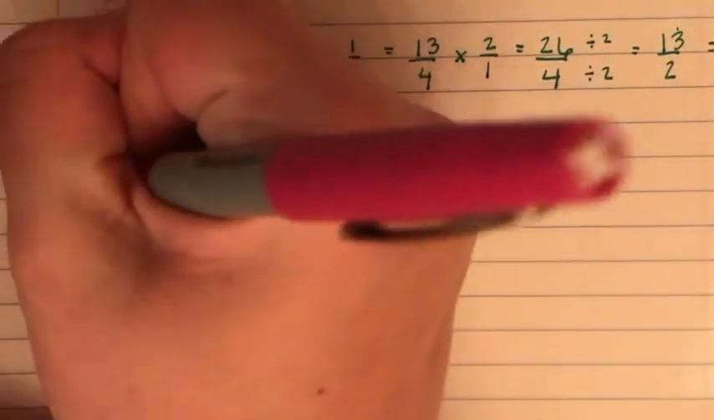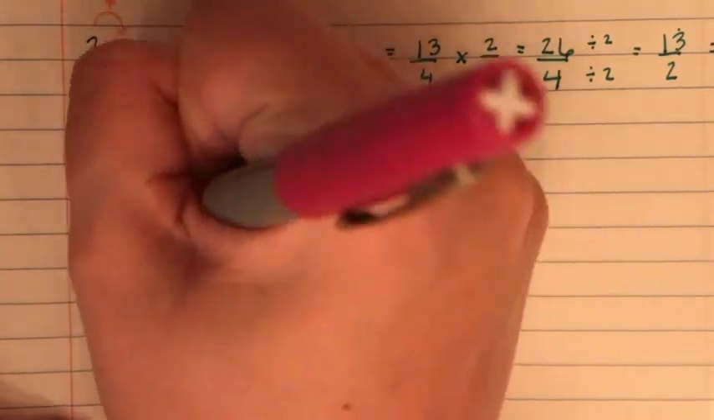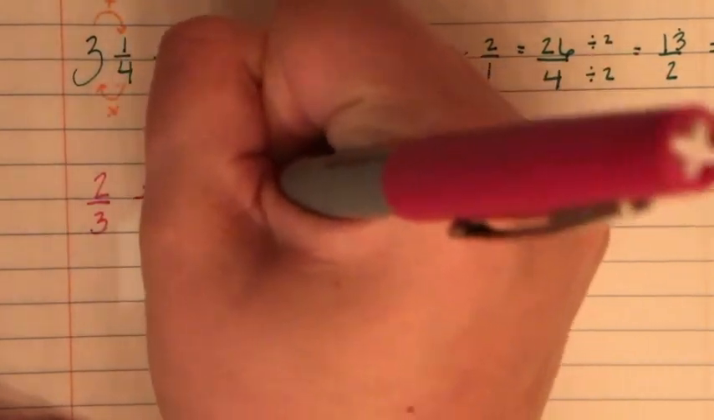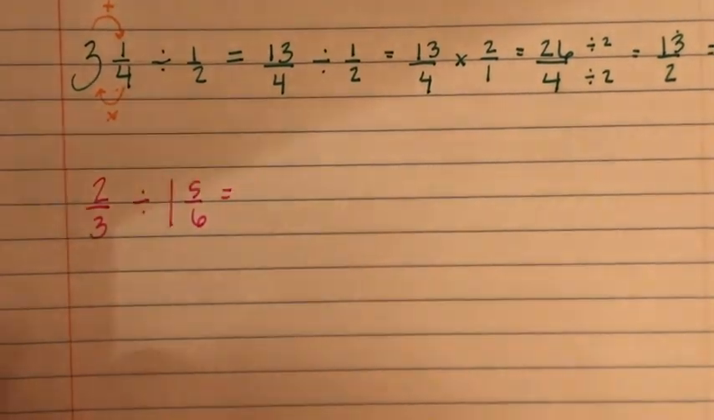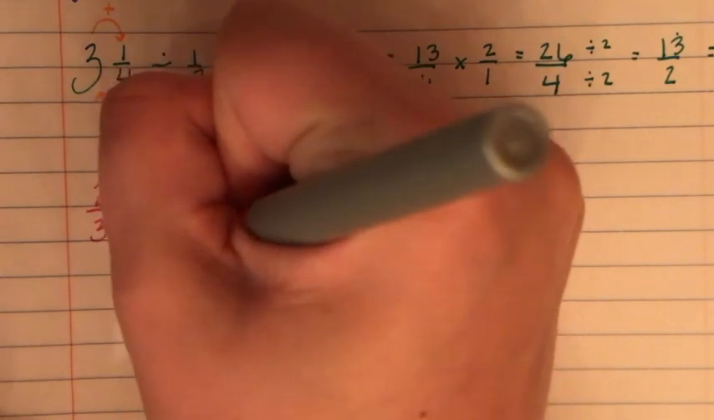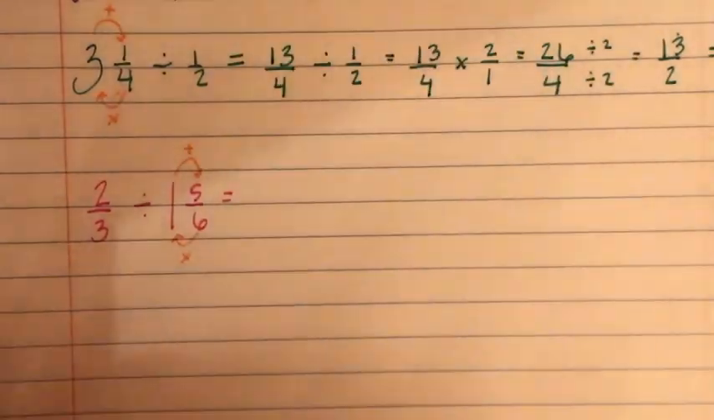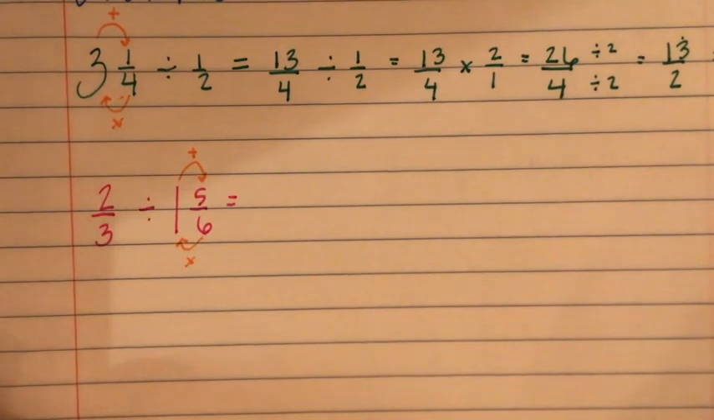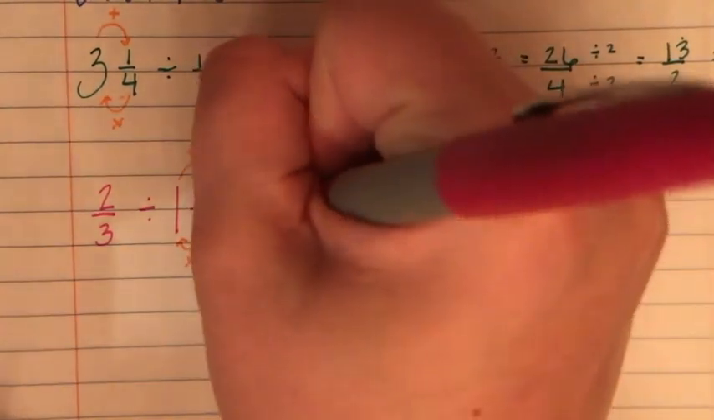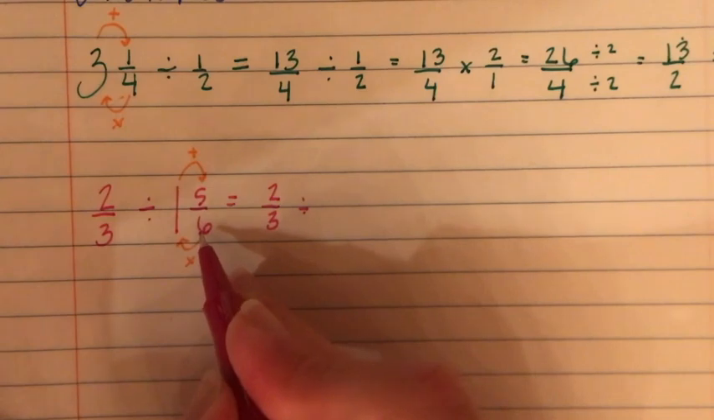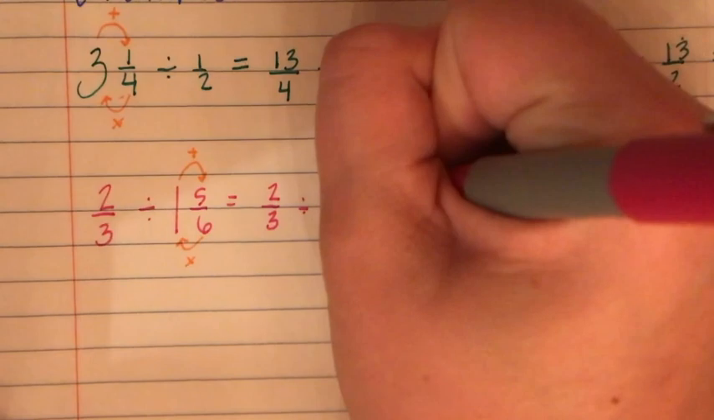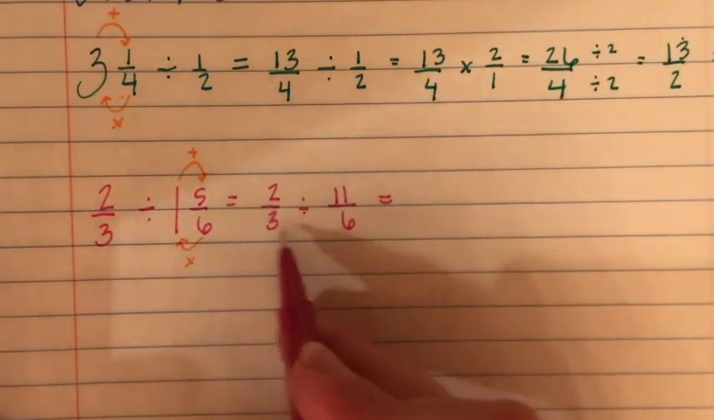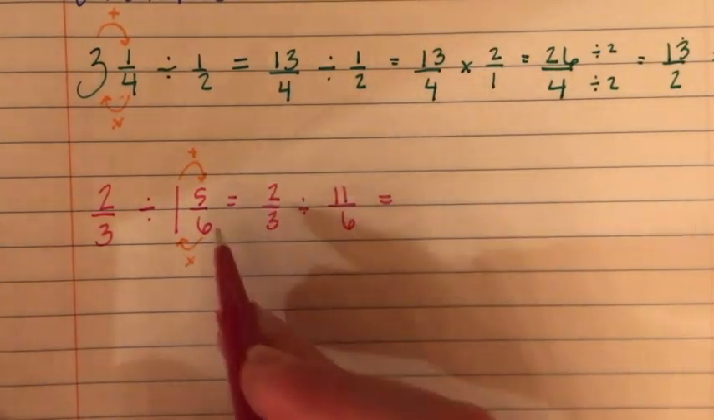Let's do 2/3 divided by 1 5/6. So this is not an improper fraction. So I'm going to multiply and I'm going to add. So my first one's just fine. 2/3 divided by 6 times 1 is 6 plus 5 is 11. So that becomes 11/6.